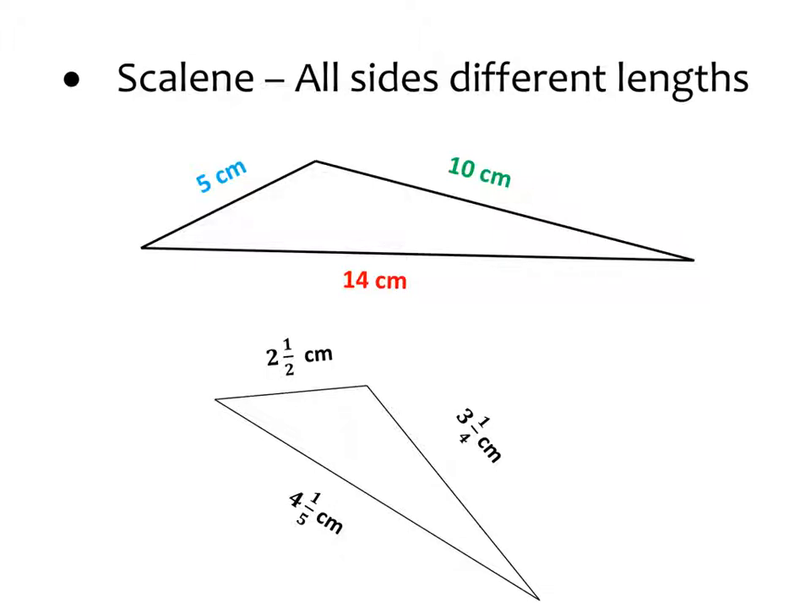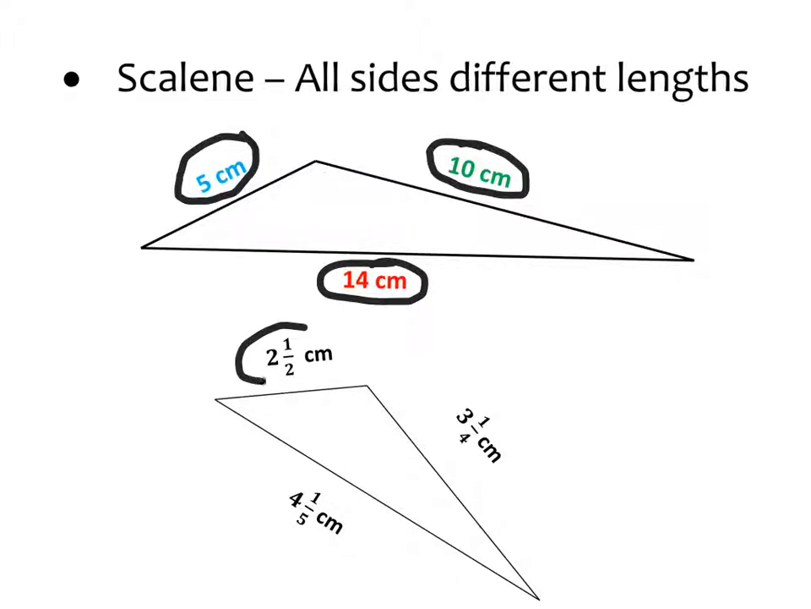You can see in these two examples that all three sides of the triangle are completely different lengths. If my triangle has three sides that are all different in length, then I have a scalene triangle.